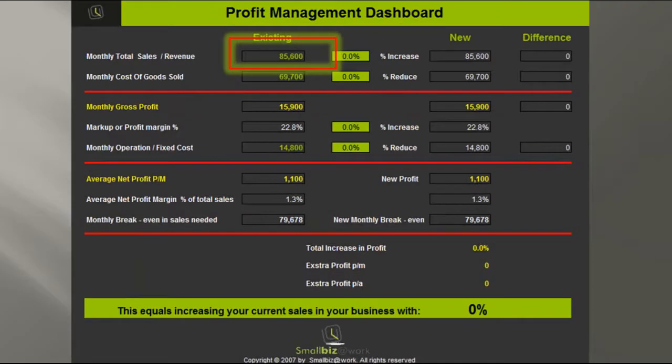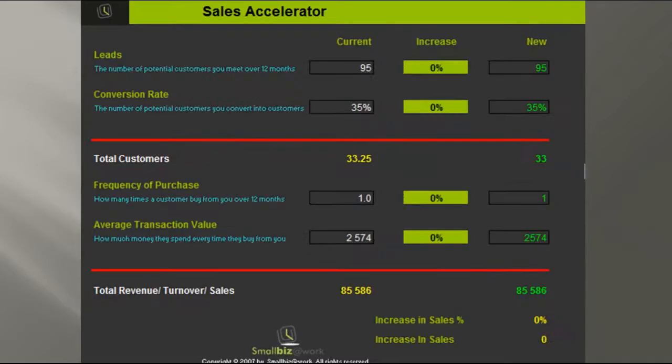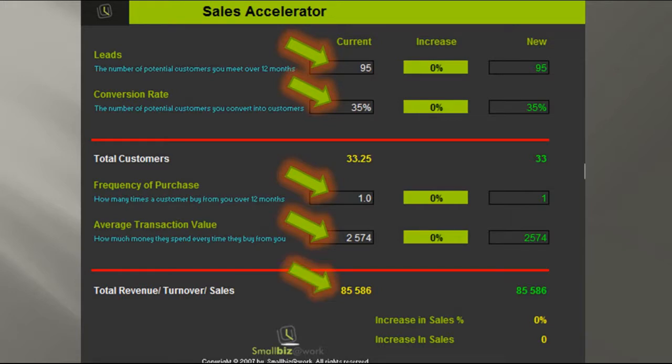If we look at the same business case from previous videos, where the sales was 85,600 per month, and we break it down, it would look something like this. We have 95 potential customers coming into the business. 35% of them are converted into real paying customers. They only purchase once a month, and they're spending $2,574 every time that they buy from you. That will give you plus minus revenue of 85,600.